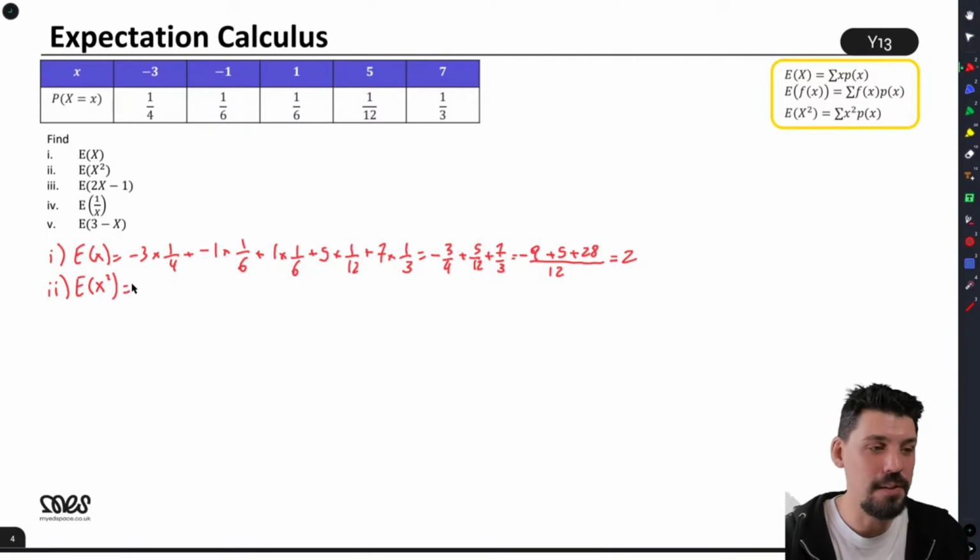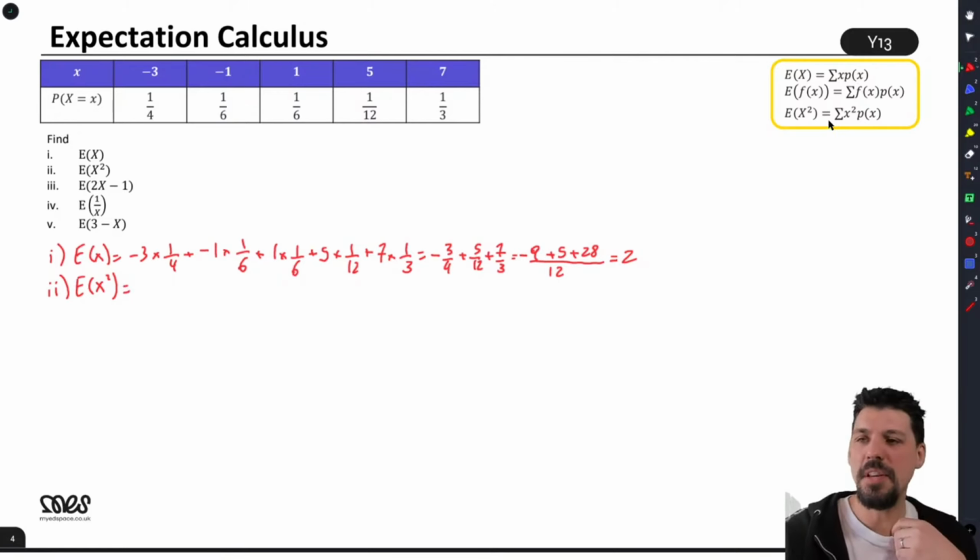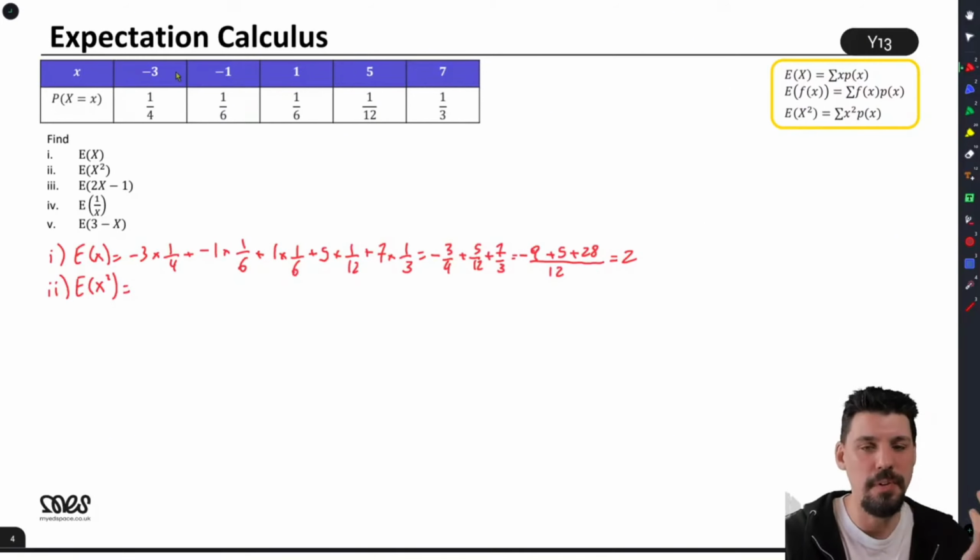Now, E of x squared. Now, we've got this up here. The expected value of any transformation of x. So all we're saying is, what if I was to square all the values of x? What's the expected value of that? So I generate values of x, I square them, then I take their average. Let's just square the values of x and take their mean. 9 times 1/4 plus 1 times 1/6 plus 1 times 1/6 plus 25 times 1/12 plus 49 times 1/3.